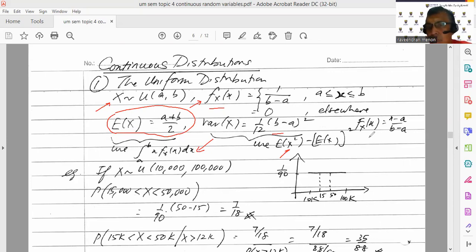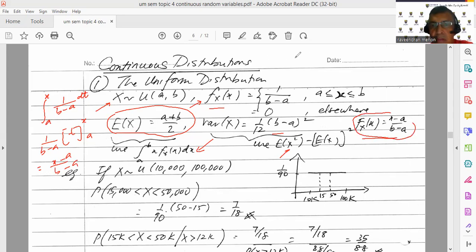And you can also do the CDF on your own. That's not difficult to do. We'll go from A to x, and I'll have 1 over B minus A, and then dt. When you do that, you'll get 1 over B minus A times t, evaluated from a to x. So I'll have x minus a over B minus A. There you go, that's your CDF.